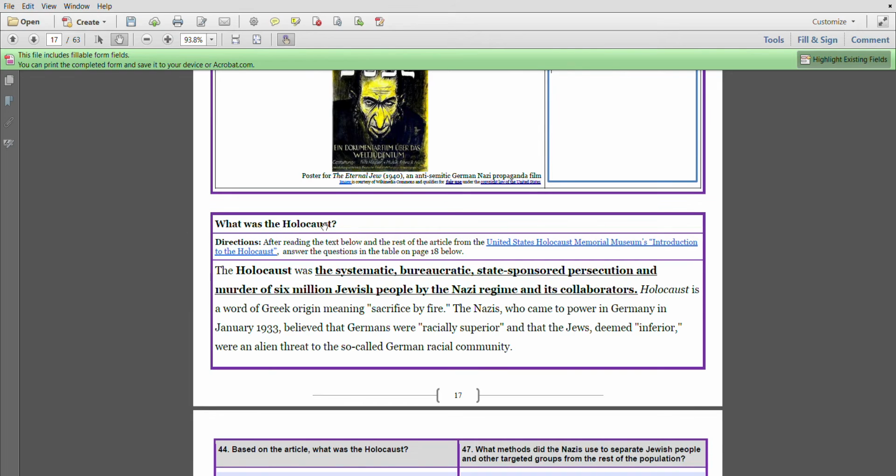What was the Holocaust? Directions: after reading the text below and the rest of the article from the United States Holocaust Memorial Museum's Introduction to the Holocaust, answer the questions in the table on page 18 below. So you have to read the article that's linked right here, guys.